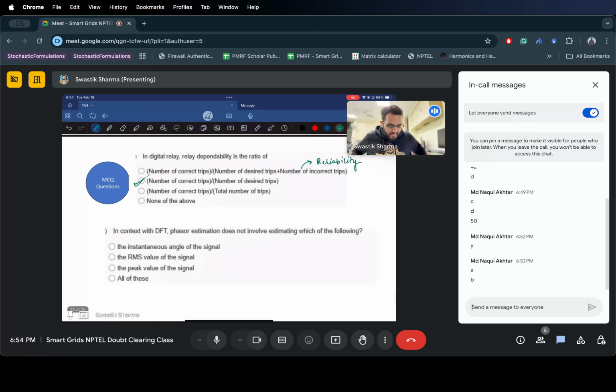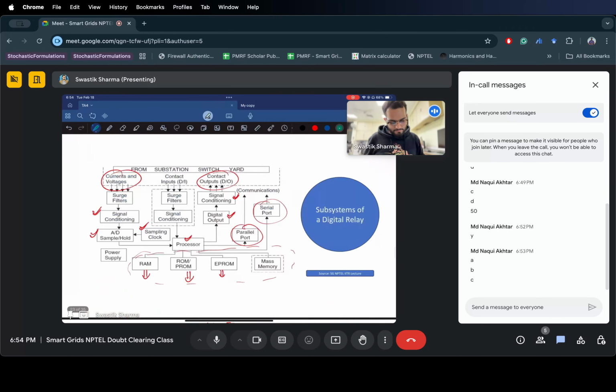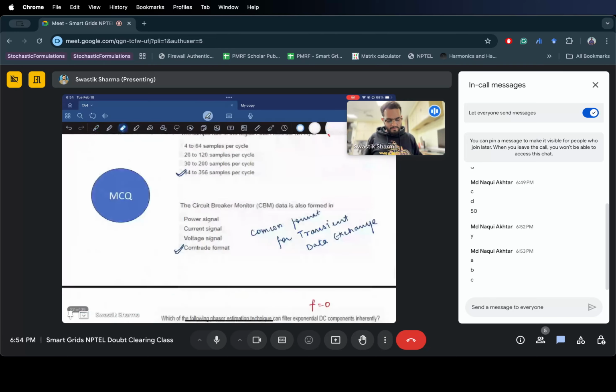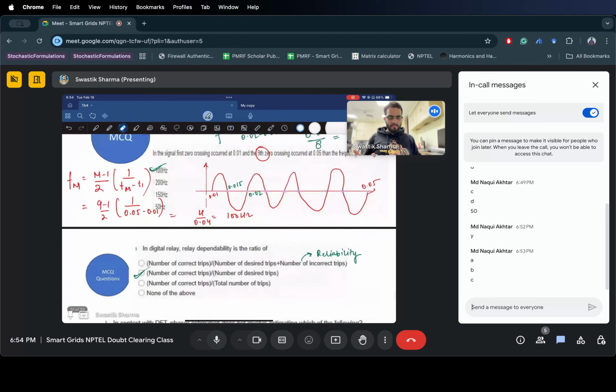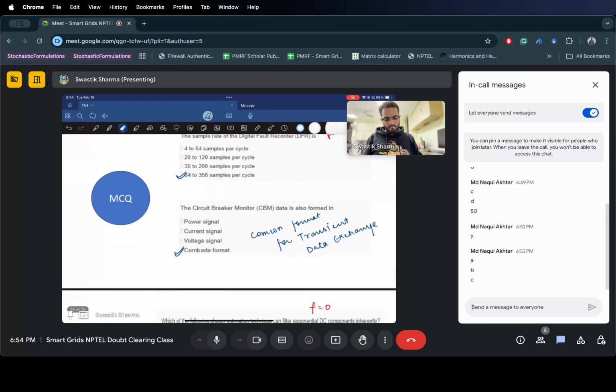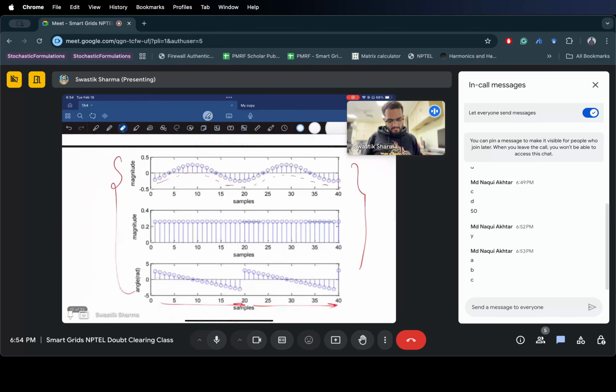Next, DFT phasor estimation does not involve estimating which of the following? So a phasor estimate provides us with what? Can anyone tell me? The RMS value? It provides the RMS value, right? The RMS value is the magnitude that it gives. Okay, let's check.